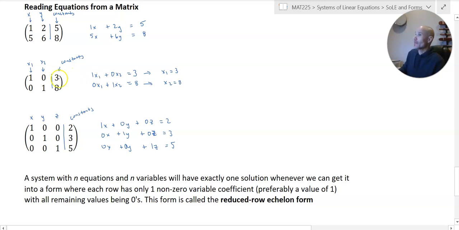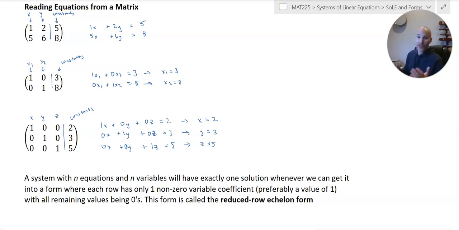And just like in the second example, if there are 0 coefficients except for one of them, that actually tells us that x is equal to 2. And the second equation really just tells us that y is equal to 3. And the third equation tells us that z is equal to 5. So once again, whenever we read this, it gives us some valuable information.